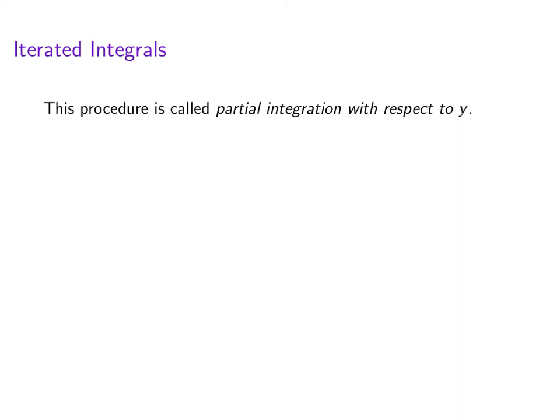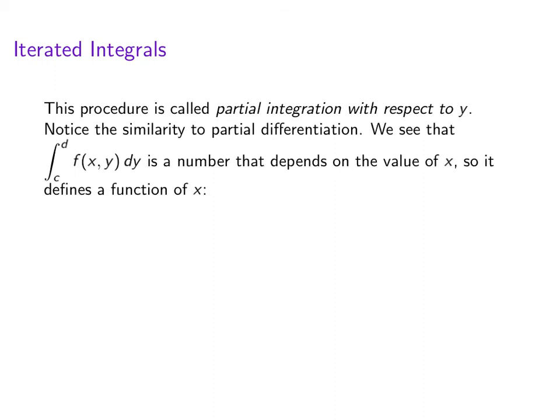This procedure is known as partial integration with respect to y. You should notice the obvious similarity to partial differentiation. After we perform a partial integration, we get something that is a number that depends on the value of x. So this thing defines a function of x. We could, for instance, say that A(x) is equal to the integral from c to d of f(x,y) dy.